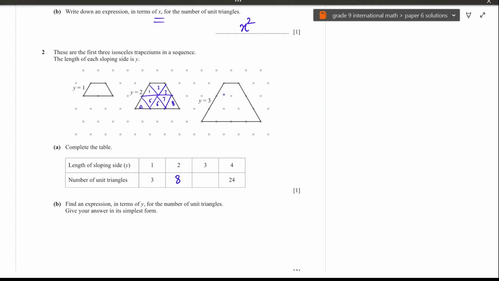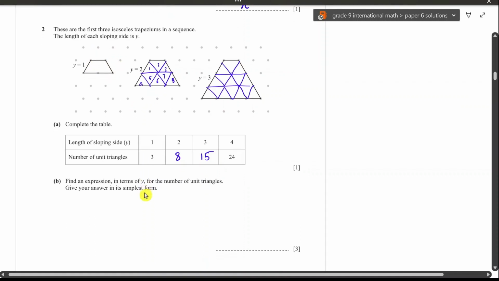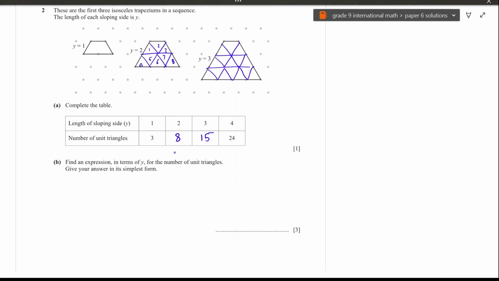Similarly, in this one, let's just draw the triangles quickly and count: 1, 2, 3, 4, 5, 6, 7, 8, 9, 10, 11, 12, 13, 14, 15. And similarly for 4, it has to be 24. What you can also see is that one triangle has been cut off. So if it is a triangle of side 2 centimeters, then it should be 2 squared, and one triangle is removed, so it's 2 squared minus 1. That's the exact pattern that we see here. Even here, you can just observe the pattern.